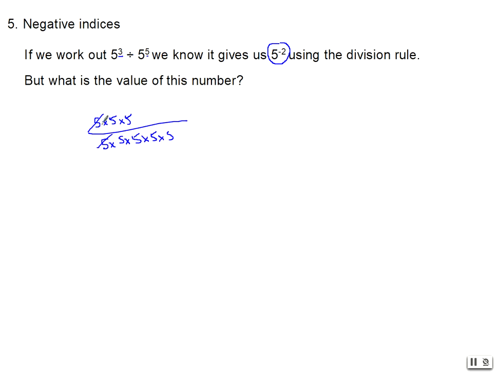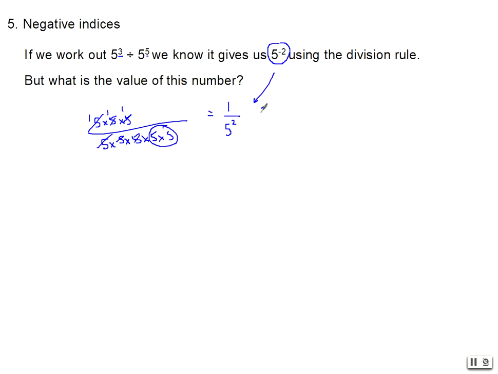So I can start cancelling. 5 divided by 5 is 1, 5 divided by 5 is another number 1, 5 divided by 5 is another number 1. Now on the top there, if we got those ones multiplied, that gives us 1. And on the bottom, we have a 5 times 5 times 1. So 5 times 5 is 5 squared. So what we say is, if we have a negative power, we rewrite it as 1 over the positive power. So 5 to the power minus 2 just simply becomes 1 over 5 squared.